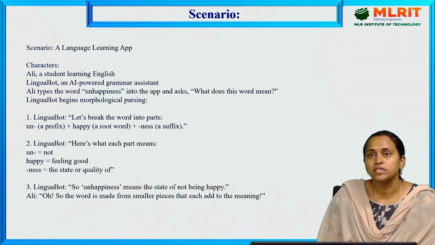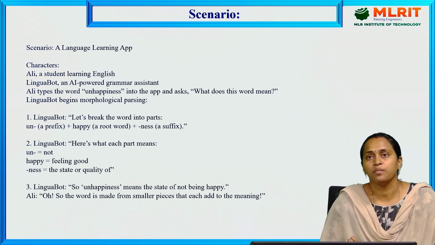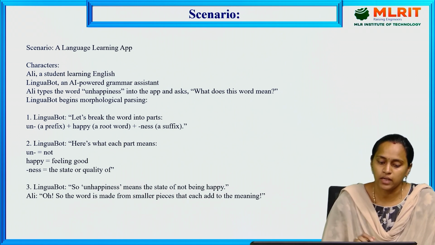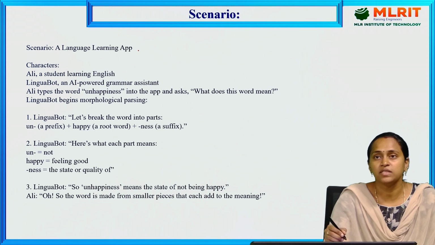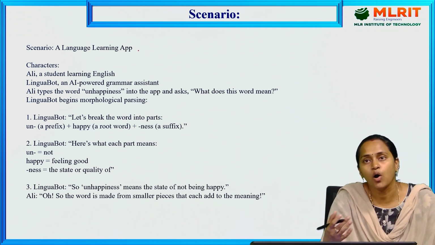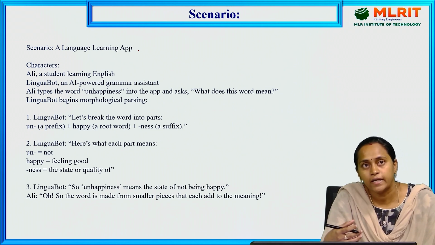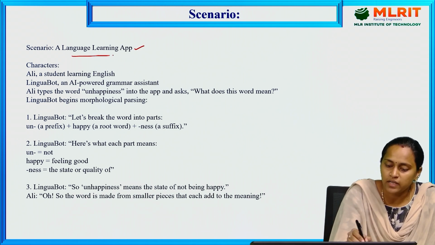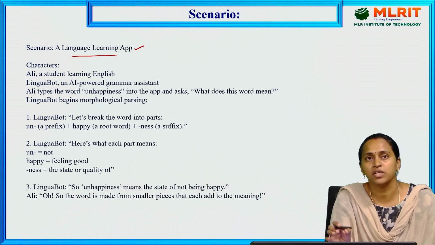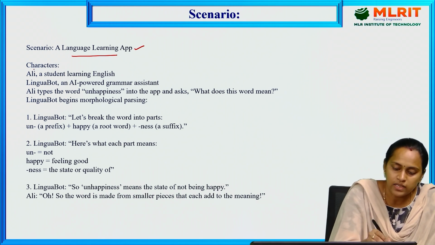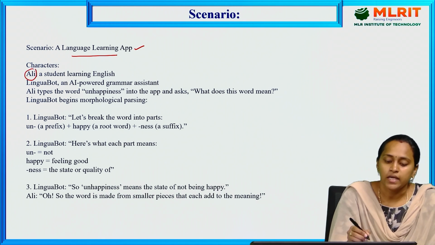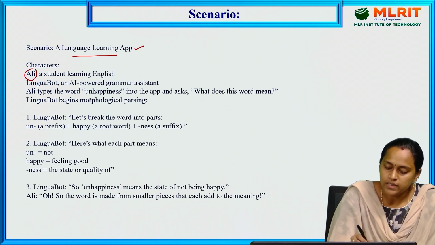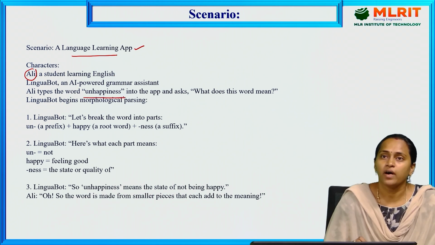Here we are taking some scenario about morphological parsing, that means how morphological parsing works in a scenario. Parsing means we are giving the input, and we get the data in the output format. Here we take the scenario of a language learning application. Ali is one student. He is asking about one English word, that is unhappiness. What is the meaning of unhappiness?